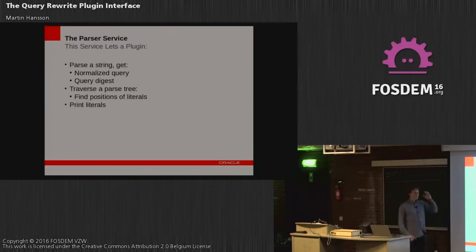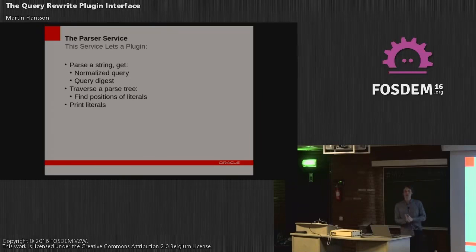First of all, we have the Parser Service. It lets you parse a string. You want to do this in a post-parse query rewrite after your parse is complete. Of course, if you write a post-parse plugin, you already have the parse result by the time you're called, so you don't need to do it there. You can get a normalized query, which is a kind of anonymized query where all the literals in the query are anonymized, and you have a query digest, which is an MD5 of that.